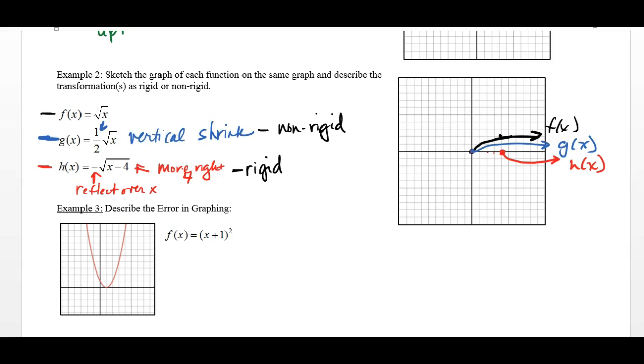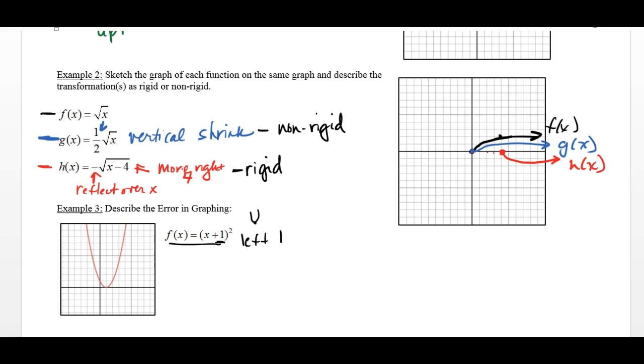All right, in example 3, you're going to be asked to look at a graph and decide if this is the true equation right here. If this is the true equation, what's wrong with this graph? I would recommend, first of all, that you look at the equation and decide what it should look like. Well, it's x plus 1 squared, so that's a quadratic shape. And the plus 1, remember, means it's going to move it left 1.